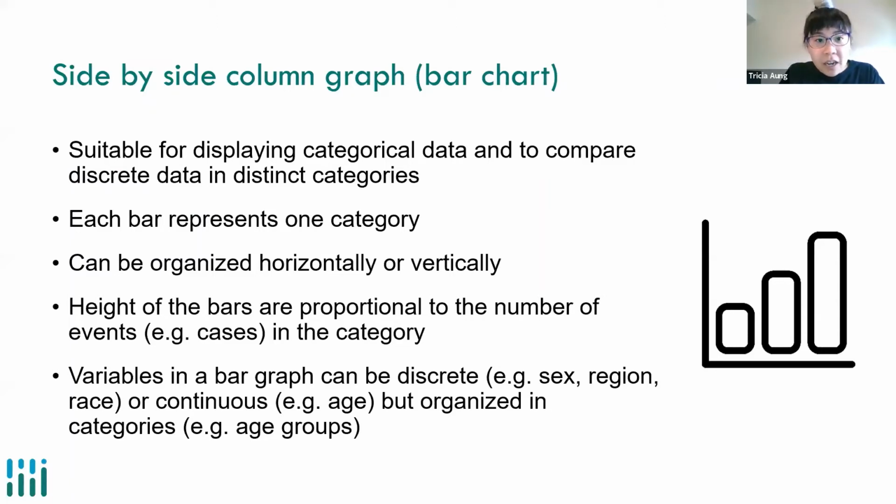So everyone is familiar with a bar chart. You would use a bar chart for displaying categorical data. Sometimes I've seen bar charts not used for categorical data, and there are other stronger approaches for that. The height of the bars is supposed to be proportional to the number of events or number of items in that category.